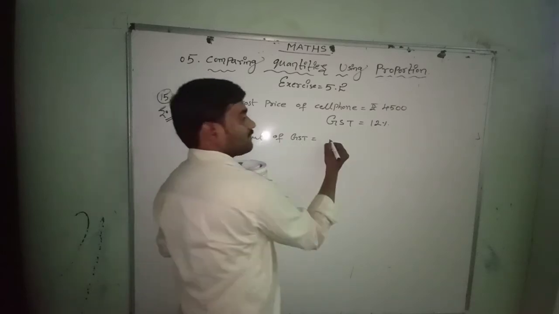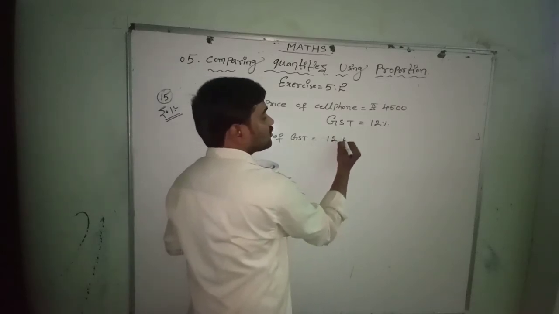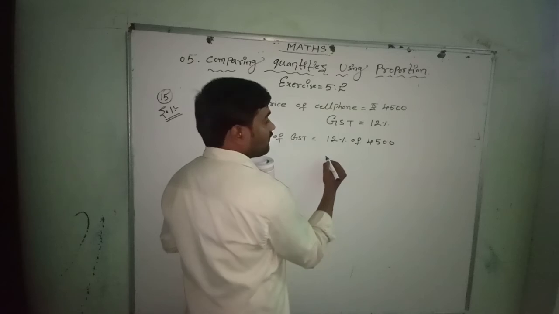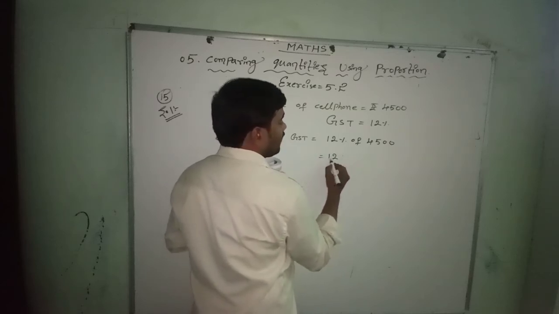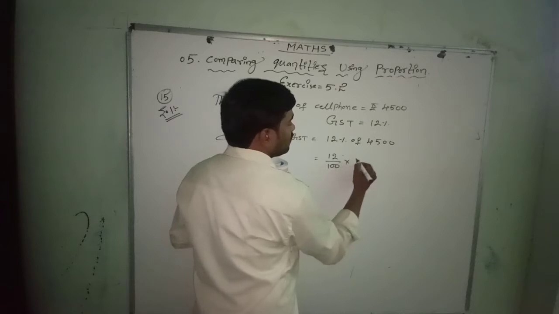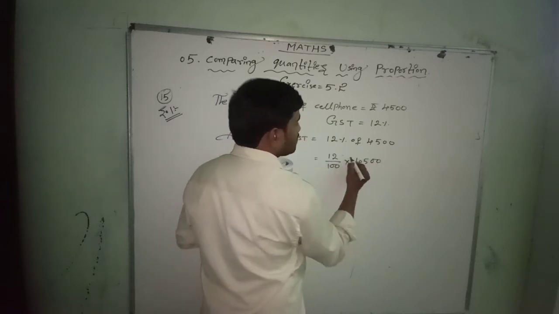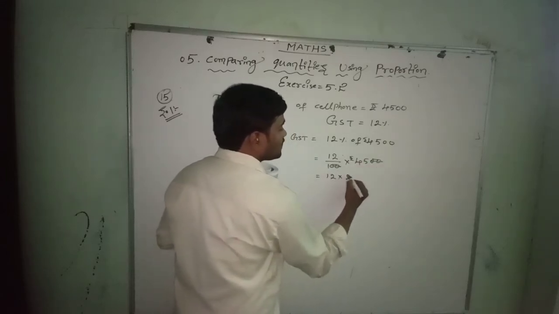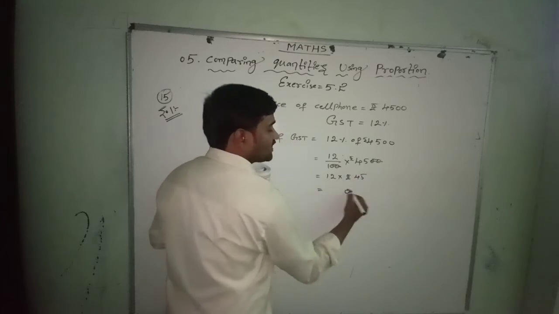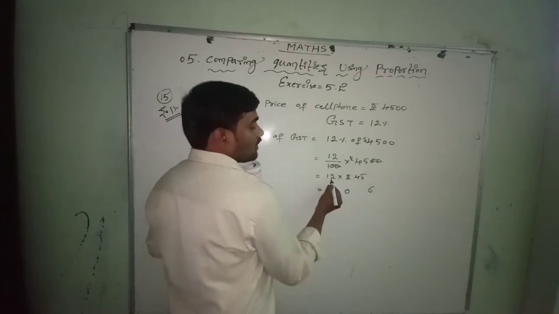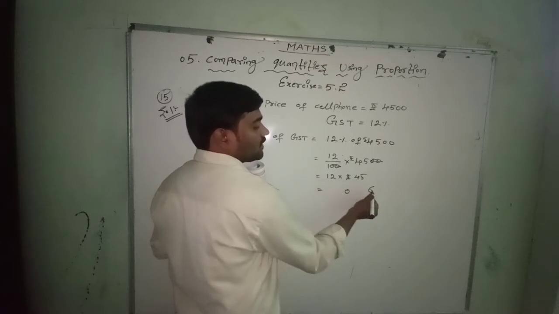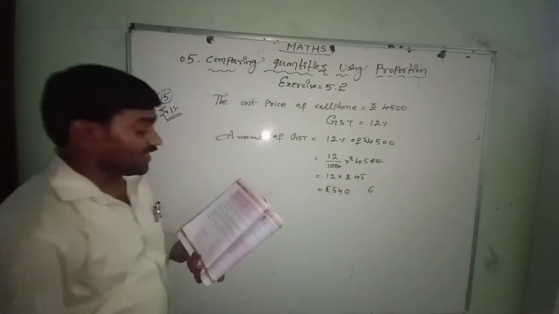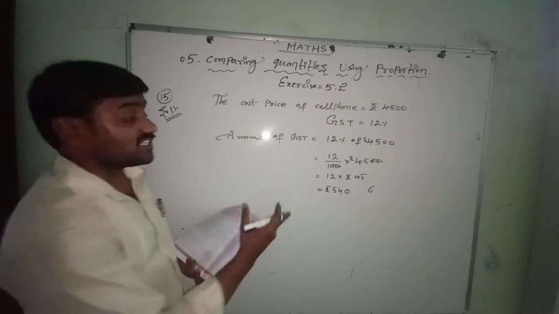Amount of GST. How much amount did he pay as GST? That is 12% of 4,500. That means rupees 12 by 100 into 4,500. The 2 zeros and 2 zeros get cancelled. That is 12 into rupees 45. 12 5s are 60, 6 carry. Okay, 12 4s are 48. 48 plus 6 is 54. That is 540 rupees. 540 rupees he paid as GST.